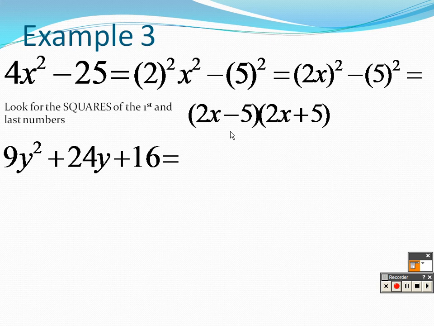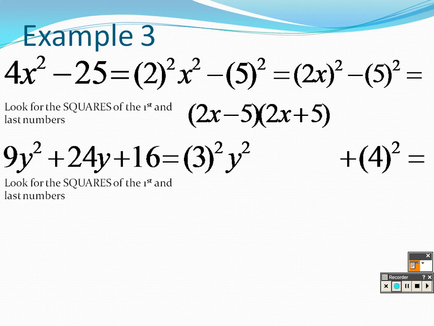This next one, I have to look to see if I can square the first and last term again. Well, I can, right? 9 I can square. That becomes a 3 squared. And I have a y squared. The last term is 16. I can rewrite that as a 4 squared. So according to my rule, you take these terms, which happen to be a 3y and a 4, and I get a 12y. Can I multiply that by a 2 to get 24y? Well, 3y times 4 is 12y. 12y times 2 is 24y.